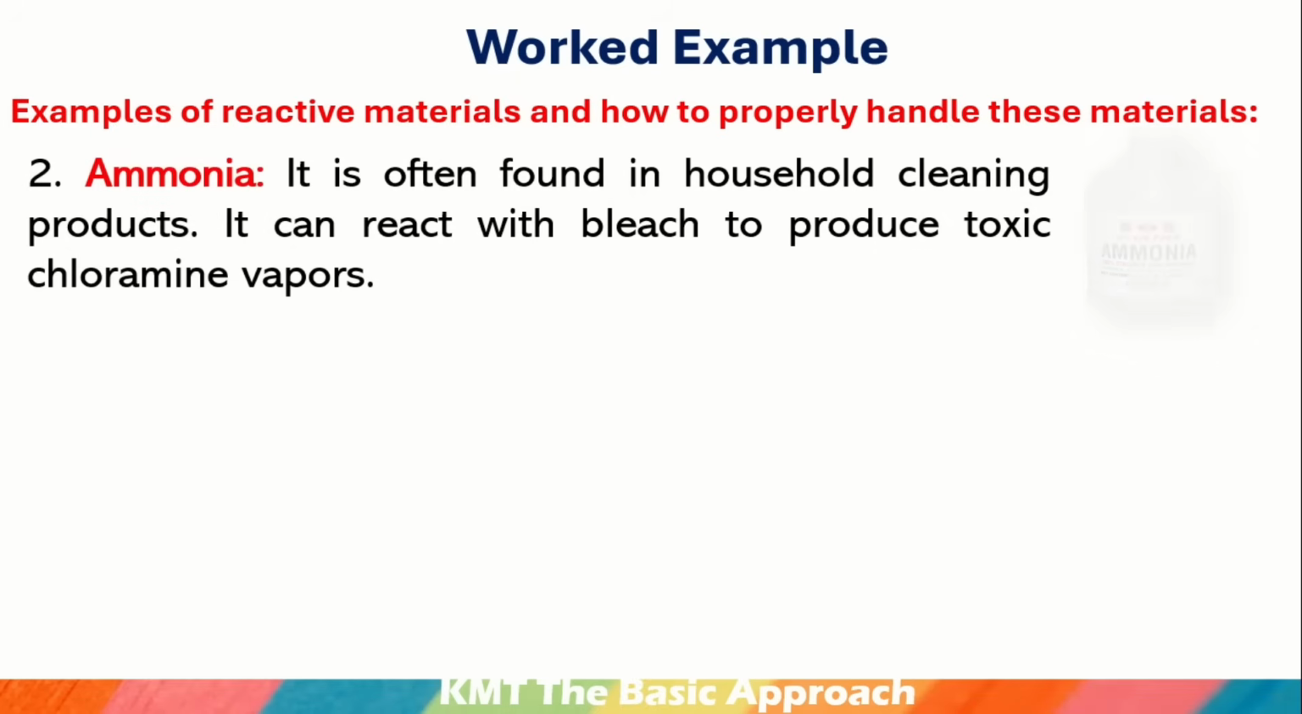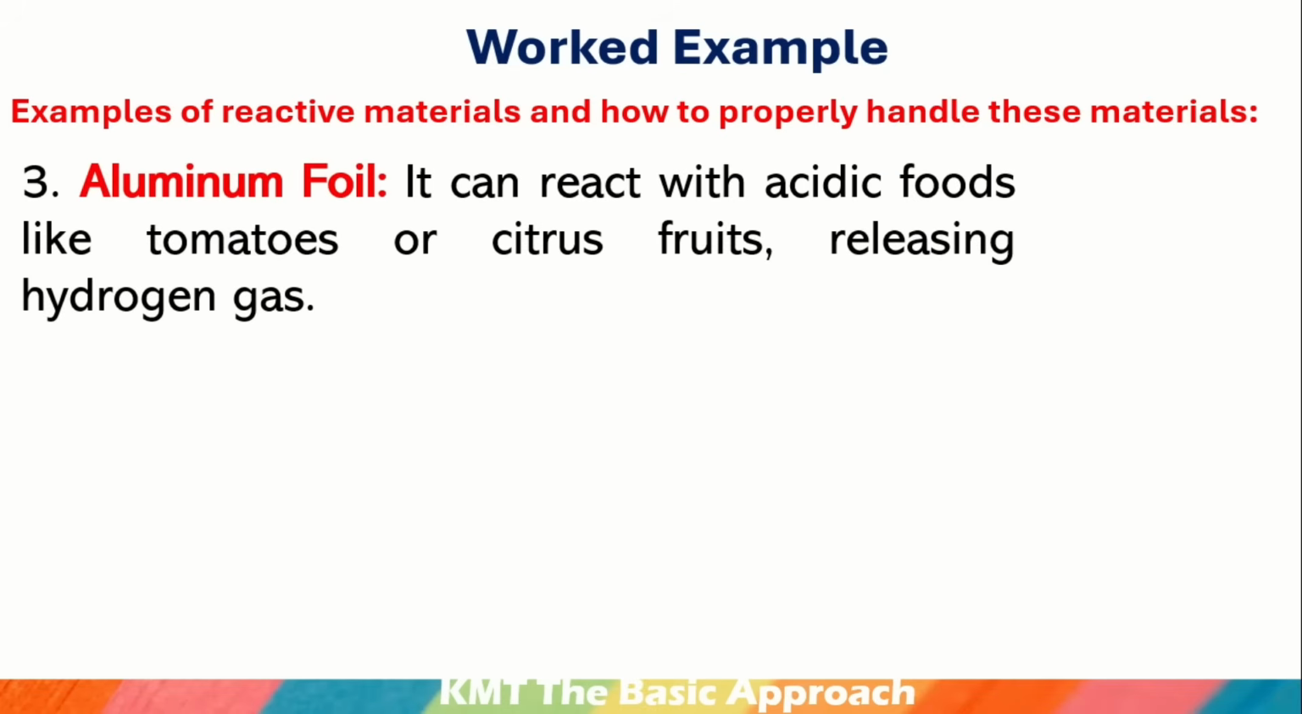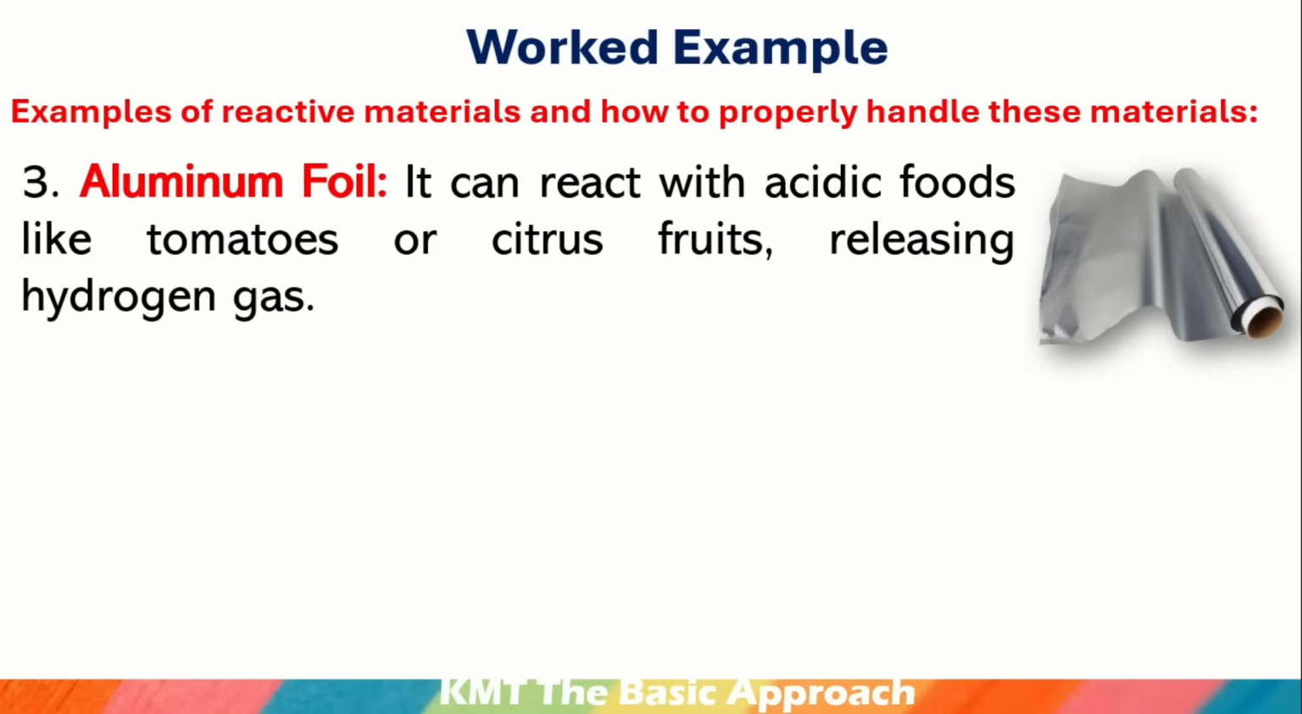Number 2, ammonia. It is often found in household cleaning products. It can react with bleach to produce toxic chloramine vapors. Things to remember. Number 3, aluminum foil. It can react with acidic foods like tomatoes or citrus fruits, releasing hydrogen gas. Things to remember.